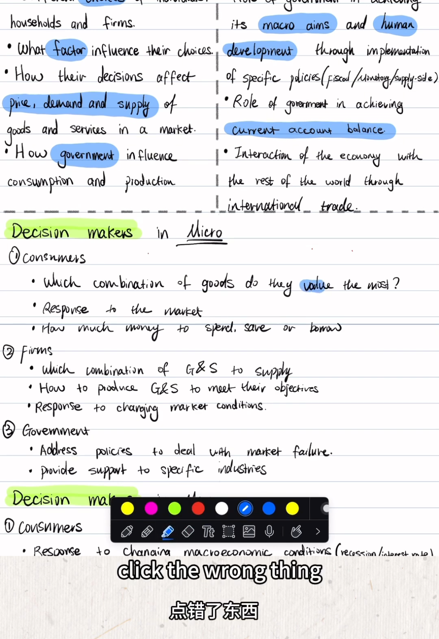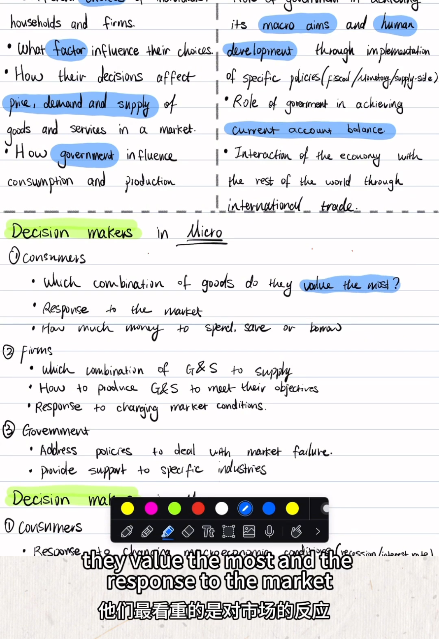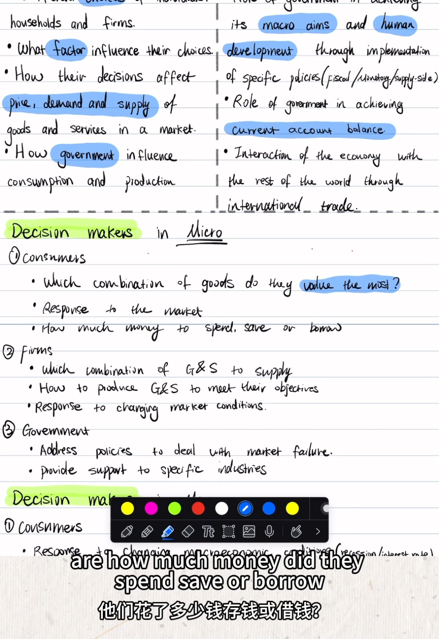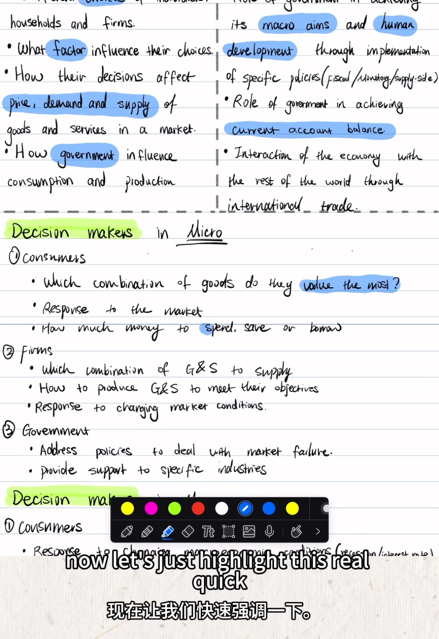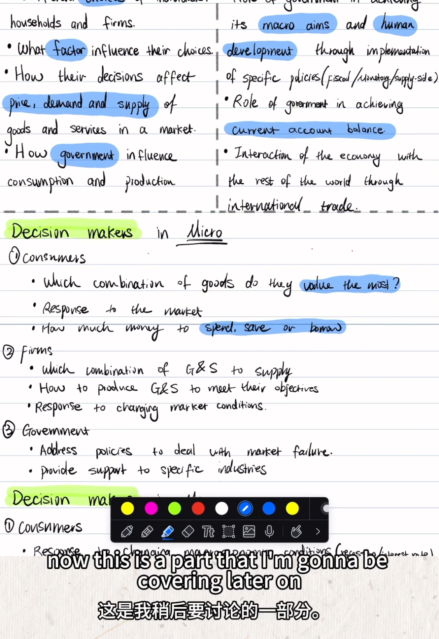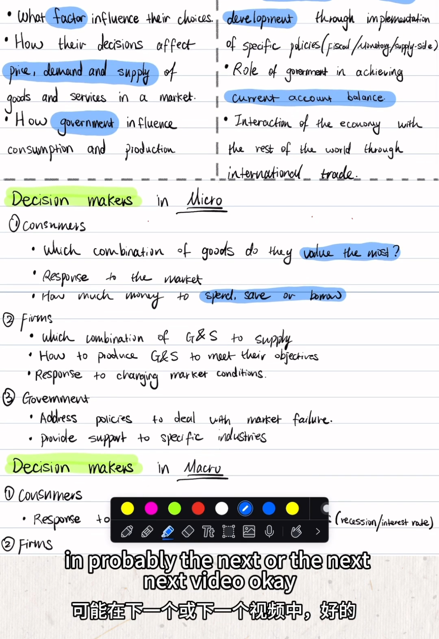Let me just click the wrong thing. They value the most, and their response to the market, or how much money they spend, save, or borrow. Now let's just highlight this real quick. This is a part that I'm going to be covering later on in probably the next video.